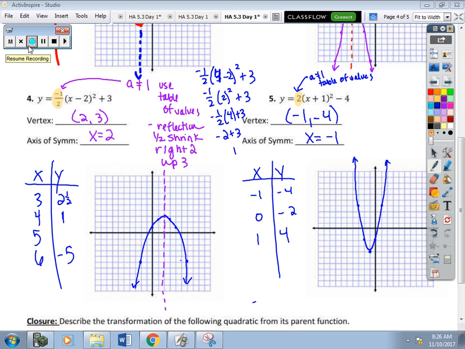Our graph should look something like that. Vertex, -1, -4, axis of symmetry, x equals -1. And then I just found a couple additional points. Again, sometimes when you pick another point, it might go off the graph because you're making it larger, and that happens. You'll just do your best.